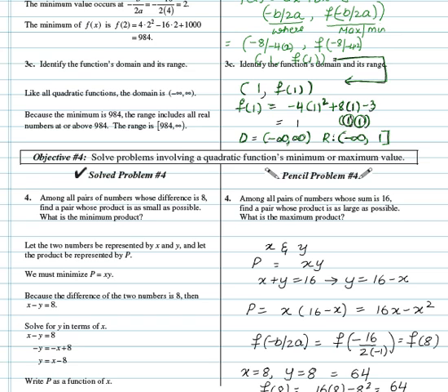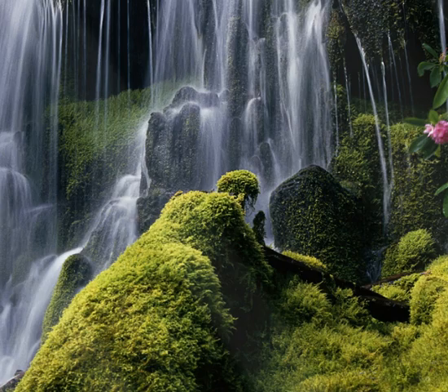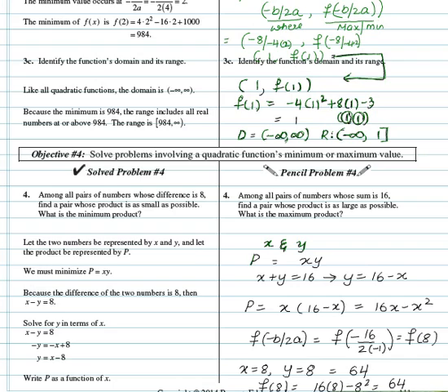Problem 4. Among all pairs of numbers whose sum is 16, find a pair whose product is as large as possible. What is the maximum product? Let the two numbers be represented by x and y, and let p be the product of x and y. And what information do we have? They say that the sum of the numbers is equal to 16. What does that mean? That means one of the numbers is 16 minus x.